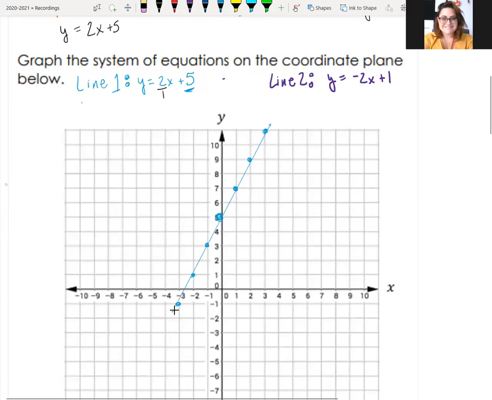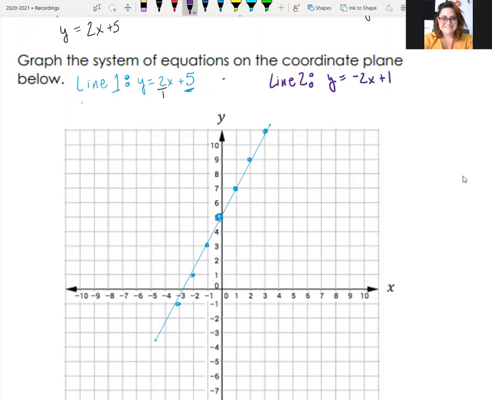The more dots you do, the more accurate your line will become. According to Algebra Nation, you only need 2 points to make a line, which is correct, but 3 is going to help make sure that you didn't mess up. So I always prefer 3.